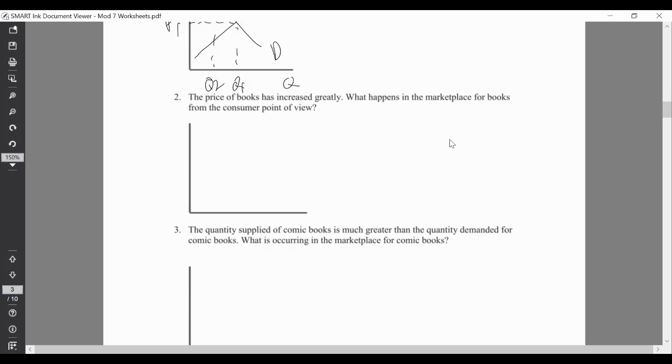Number two tells us the price of books has increased greatly. What happens to the marketplace for books from the consumer point of view?